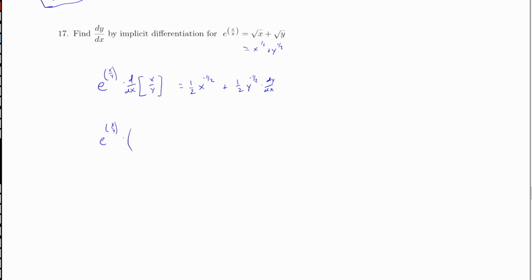I'm going to use the quotient rule. We have the derivative of the top, which is 1, times the bottom, minus the top times the derivative of the bottom, the derivative of y is dy/dx, over the bottom squared. On the right-hand side, I'm just recopying all of the derivative work that we already did. We need to solve for dy/dx.